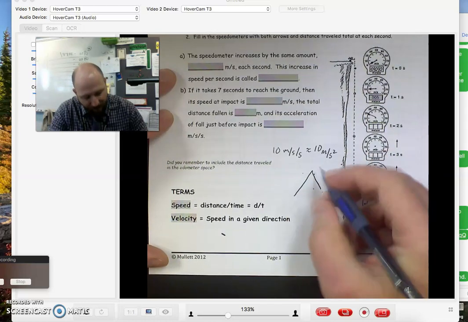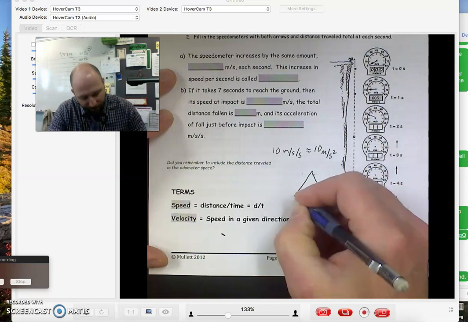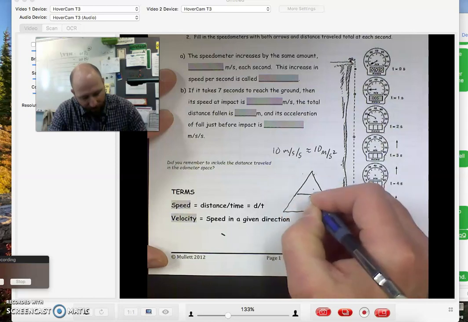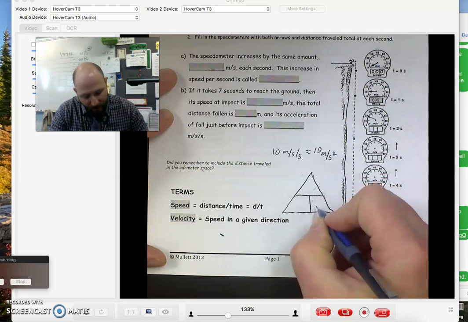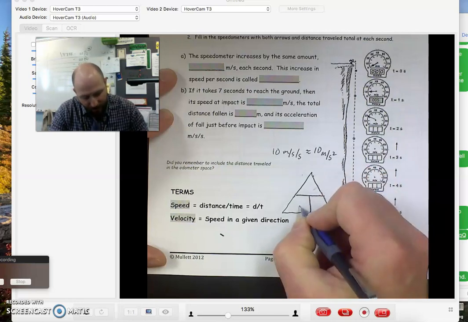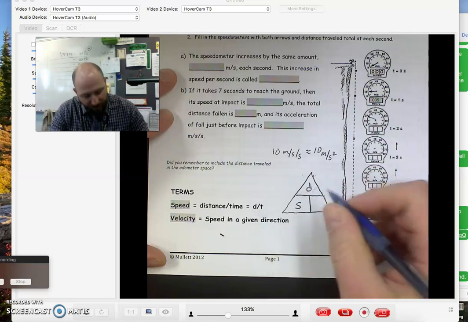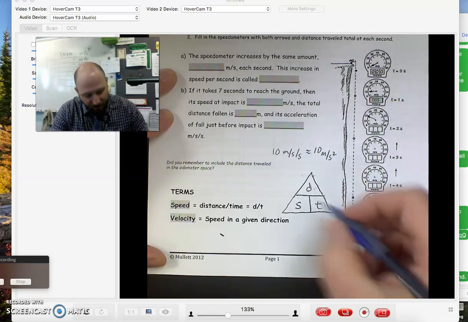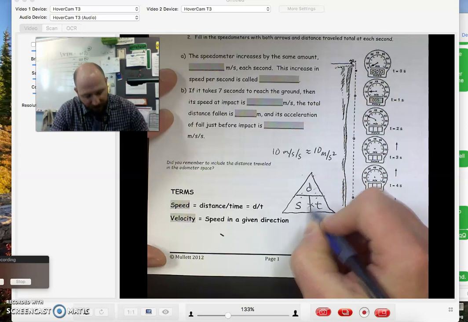Put an S there, a D here, and a T here. The way this works is this means division, and this means multiplication down here.